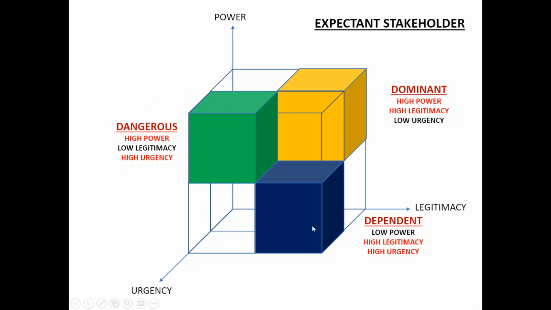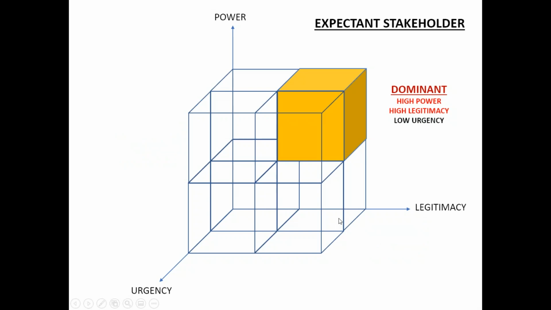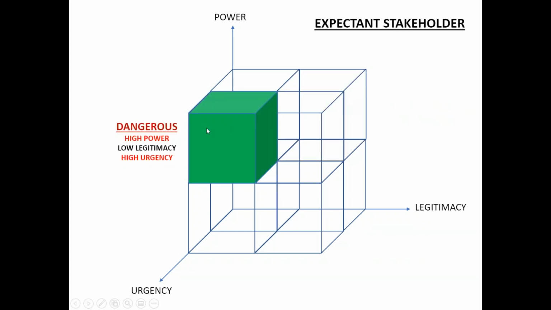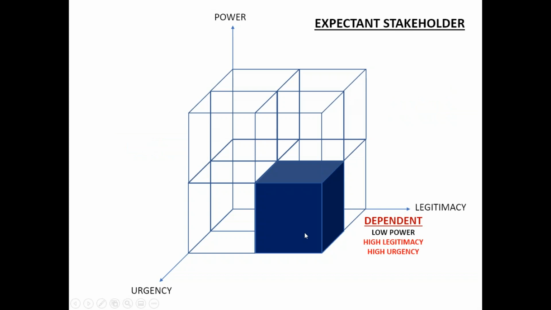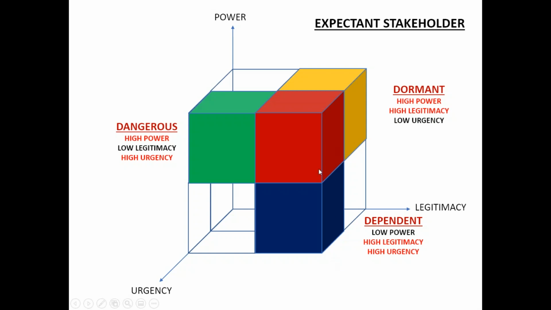It will be maybe power and legitimacy on the higher side. So there are three two-dimensional models shown here. If you just have this, high power, high legitimacy, you are here. This is dangerous. This is dependent. Now we have covered the outermost cube and three cubes on the higher side. These are the cubes we have covered so far.